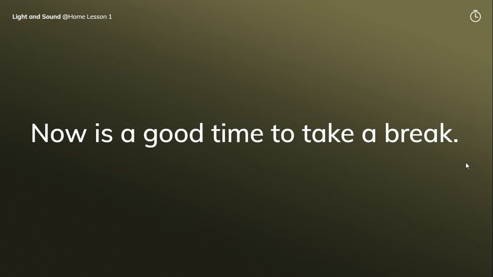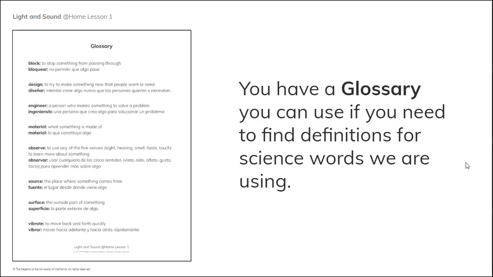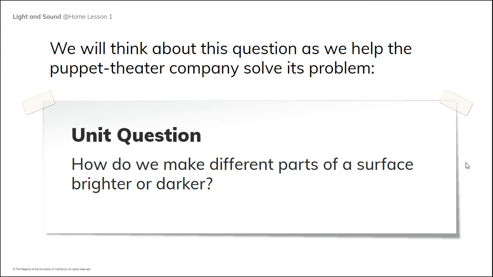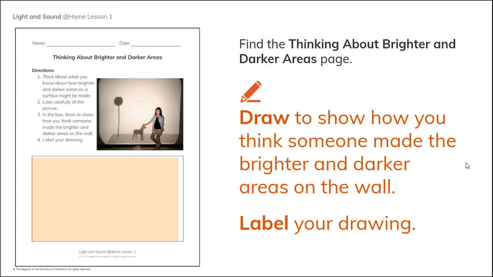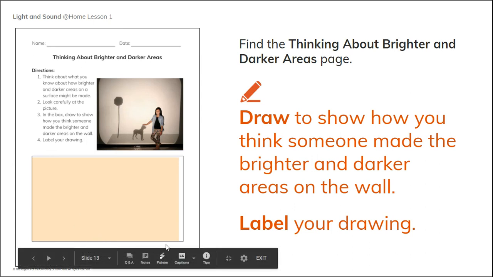All right. So remember, you are thinking about how do we make different parts of a surface brighter or darker? And you are going to answer this question. On this page, on your work today, draw to show how you think someone made the brighter areas, the dark areas, and the medium areas. That's kind of what the puppet company wants us to do. How do you think they did that? That's what you're thinking about today, and that's what you're doing on your independent work.